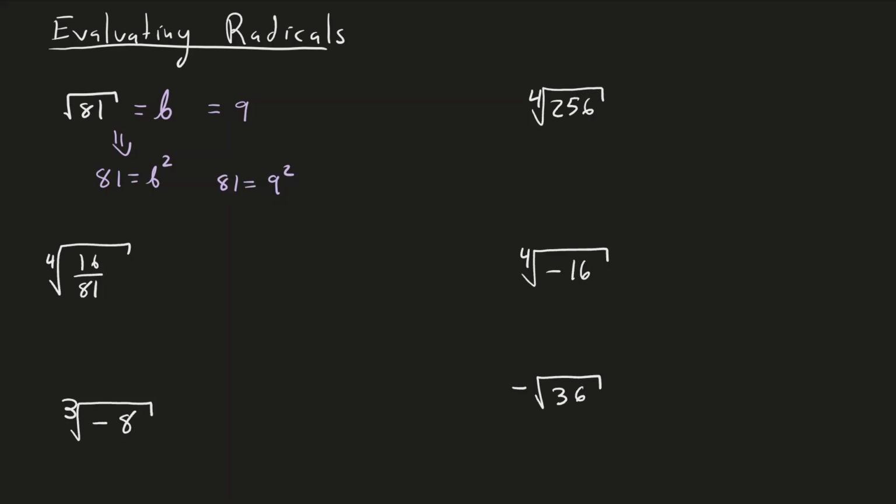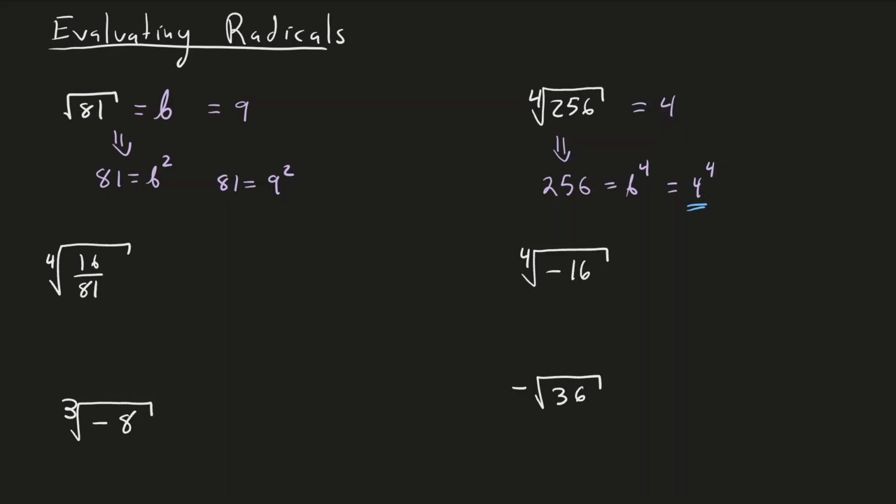Over here, the 4th root of 256. Now that might be hard to think about, but translating it to the equation 256 is equal to b to the 4th power, figuring out what b has to be, we note that 4 to the 4th power is in fact 256. So then here, again, 4 is our principal root, so this value is equal to 4.